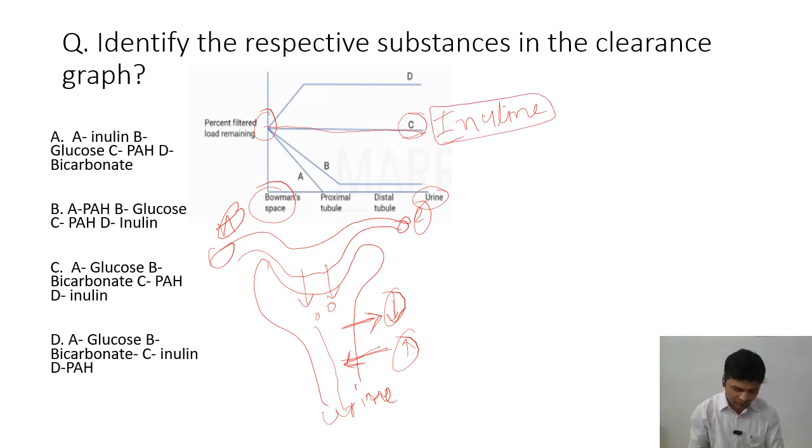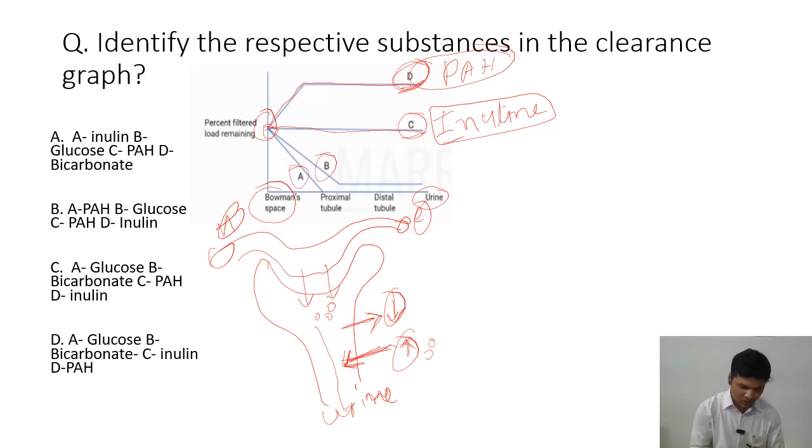Second thing, let's see what D is. It's more than that. What is filtered here, this number is increased. It clearly indicates that some more is secreted, so the concentration is increased. And we know PAH, para-aminohippuric acid, is secreted, so the concentration is increased. So this D curve is clearly para-aminohippuric acid.